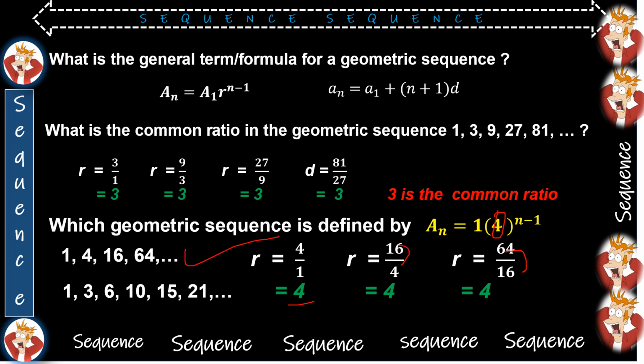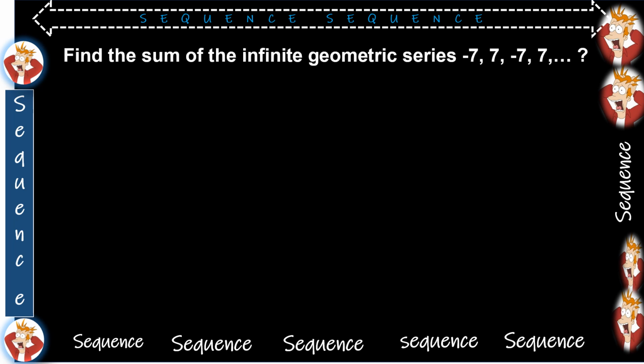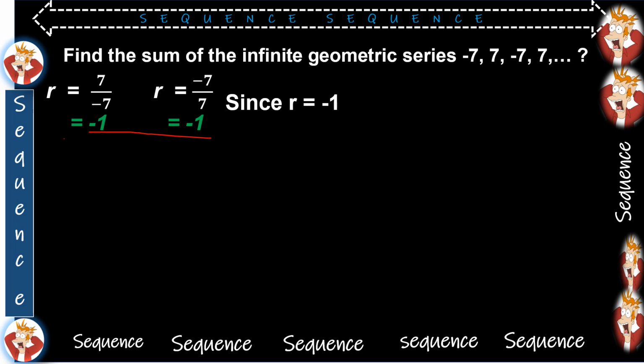Let's have your next problem. For the next problem, we're going to find for the sum of the infinite geometric series, negative 7, positive 7, negative 7, positive 7, and so on and so forth. So dito po, kukuhanin muna natin yung kanilang common ratio. Since ang lumabas po is negative 1, according to our rules, pag ang common ratio is negative 1, to find the sum, ang kanilang sagot ay laging 0 if the number of terms is not odd. Pero kung odd number po yung dami ng terms, ang magiging sagot is the first term itself.